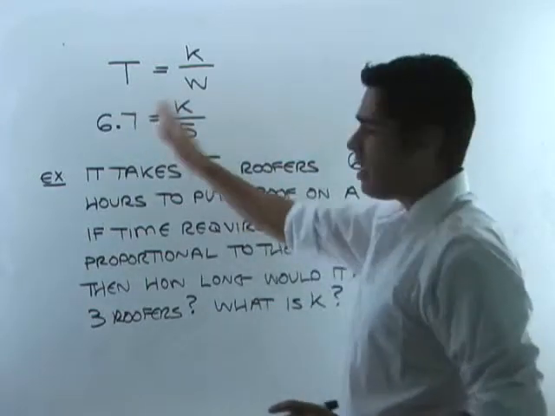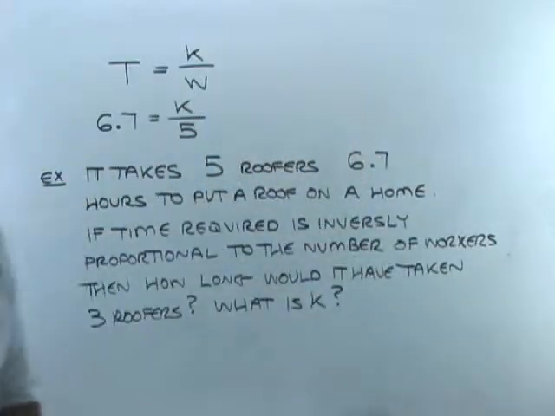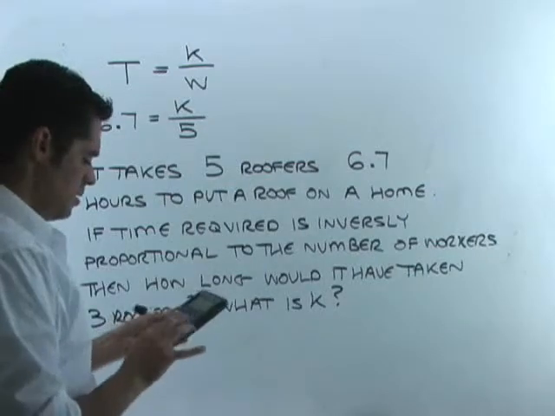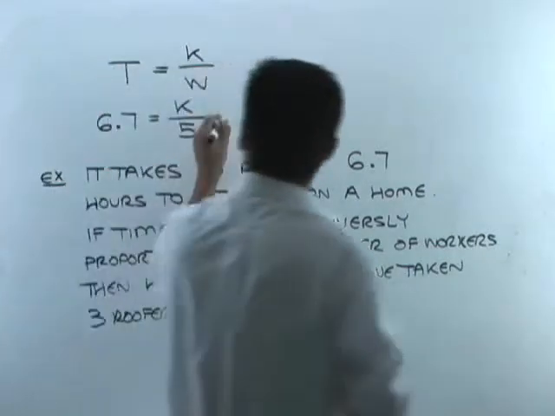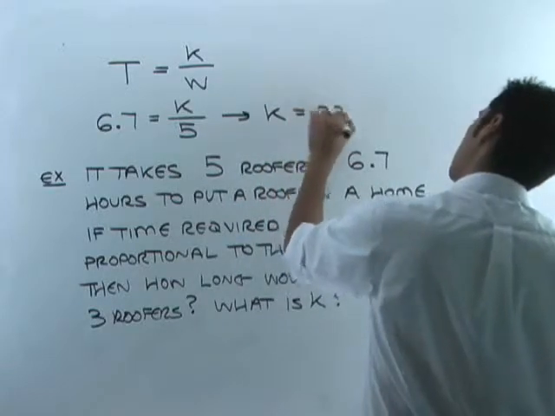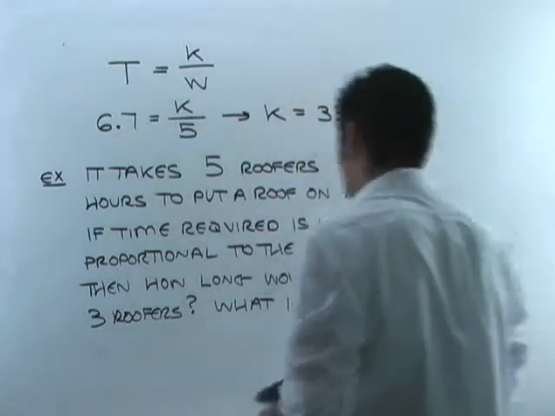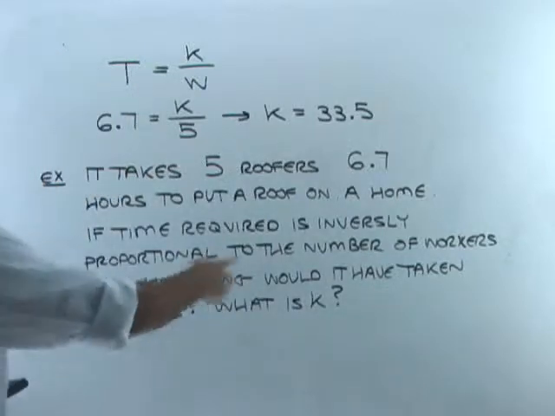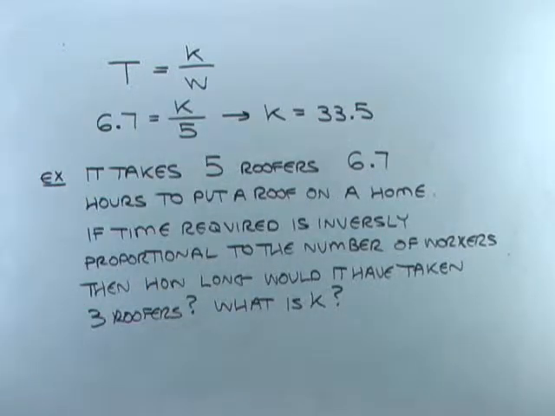So we'll multiply both sides by 5. So I'm going to take 6.7 times 5, and I'll get that k is equal to 33.5. Now what we're going to do is answer this question of how long it would have taken to do the roof with 3 workers.